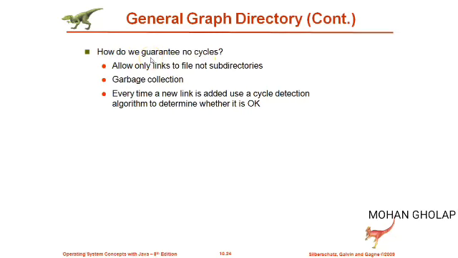Whenever we have a graph along with a cycle, how do we guarantee that there is no cycle? Again, there are different schemes for that. You can allow only links to files, not subdirectories. You can perform garbage collection, and every time a new link is added, use a cycle detection algorithm to determine whether it is okay or not. In this way you can have a general graph directory also.